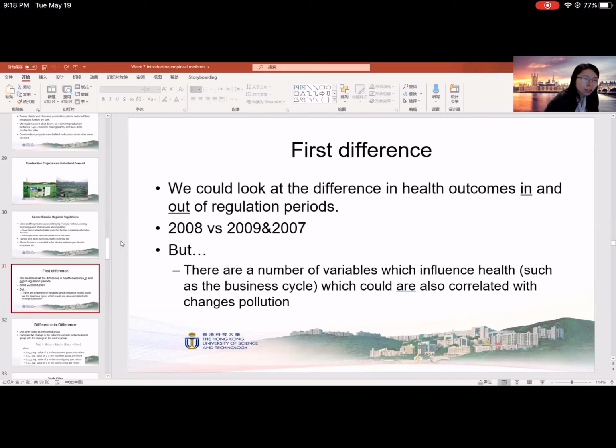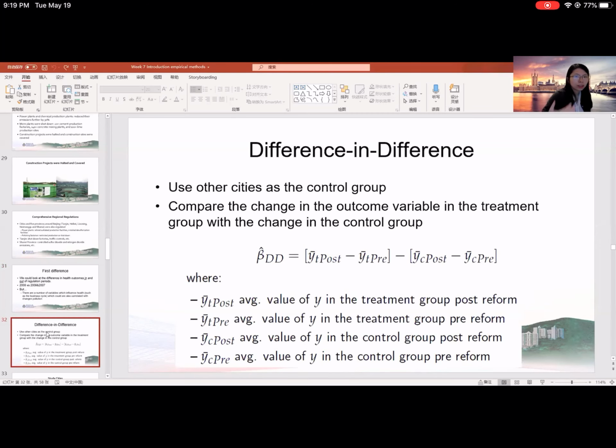But one concern is that since we're exploiting the time variation, time series changes in one city only, there could be other factors that correlate with time. How could you rule out that the different health outcomes in 2008 versus 2009, 2007, when there were no shocks to the pollution level as a result of the Olympics? People could push back by saying that there are other things happening in 2008, such as the financial crisis. How could you say that the change in health outcome is not the response to other things such as the financial crisis?